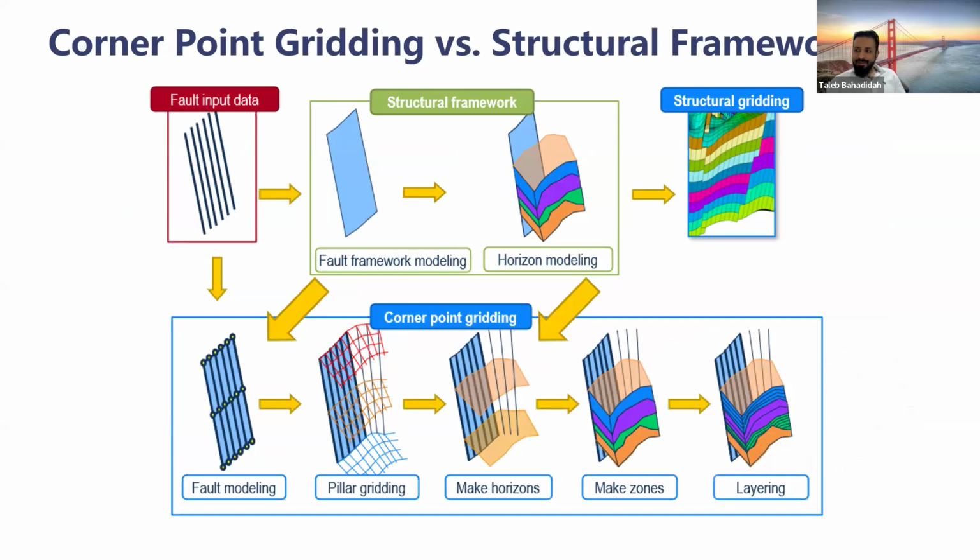As I mentioned in the previous slide, it's a decision taken before you start. If you decide to go with corner point gridding, you will start your work by modeling the faults one by one. After that, you will start doing the pillar gridding, as you can see here in this sketch. The pillar gridding is nothing but making a skeleton framework consisting of top, mid, and base skeleton grids. It is a process used while doing the corner point gridding.